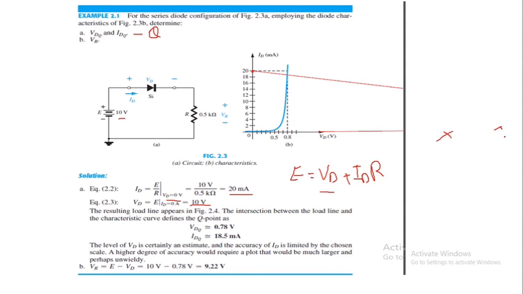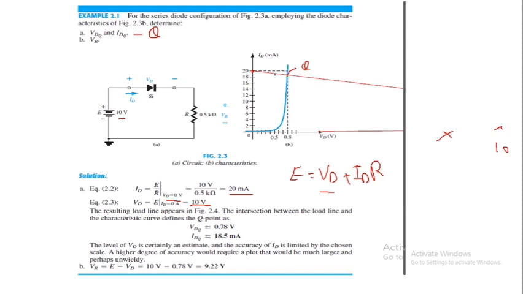So this means the 10 volt is beyond the space of this slide, and if you connect these 2 points, you will get this load line, and where this load line intersects this characteristic curve of the diode, that will be our Q point. Q point means finding VDQ and IDQ.